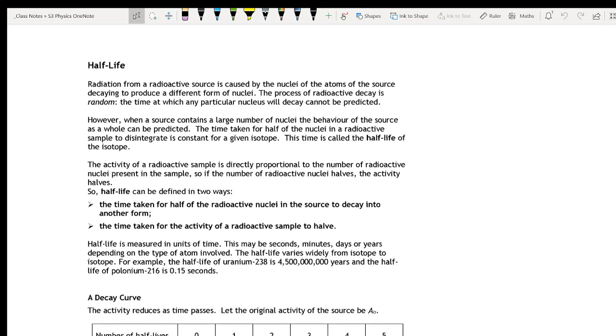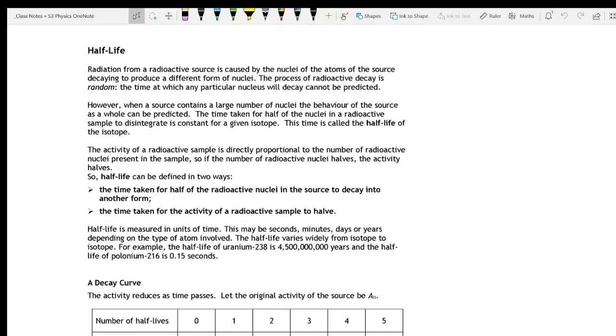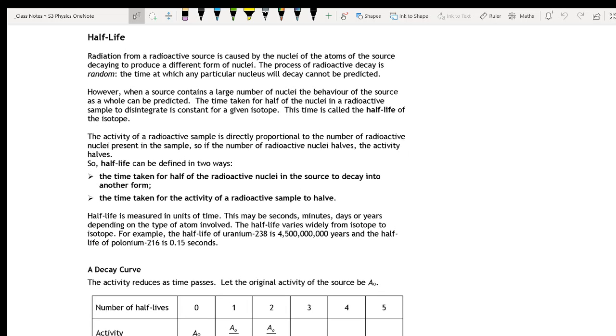Radiation from a radioactive source is caused by the nuclei of the atoms of the source decaying to produce a different form of nuclei. The process of radioactive decay is random, so you can't really predict when it will happen, we just know that it will happen. The time at which any particular nucleus will decay cannot be predicted. However, when a source contains a large number of nuclei, the behavior of the source as a whole can be predicted.